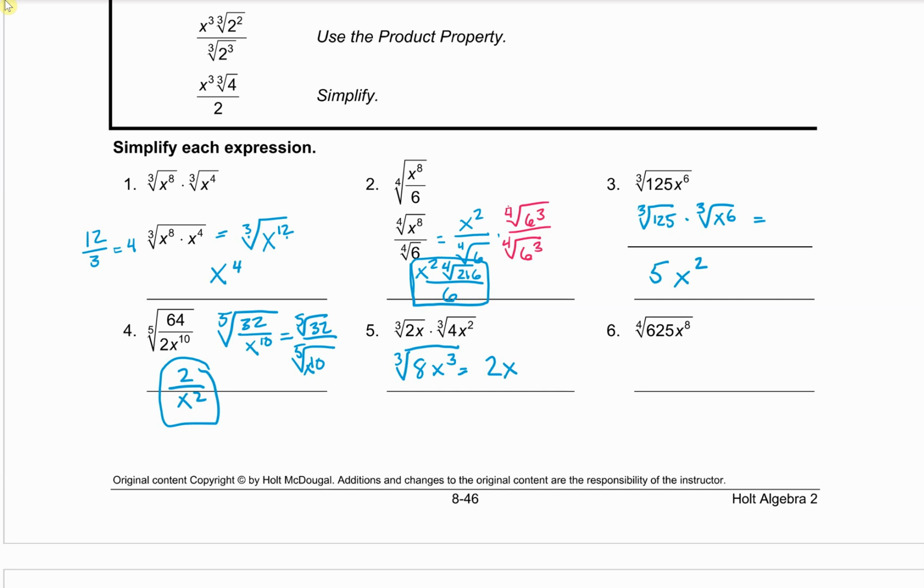4th root of 625. Yeah, I'll break it down. After you've done enough of these, you really don't even have to do this step, but I'll do this step because why not? 625 is 5 to the 4th, so this is going to be 5. 4th root of x to the 8th, 8 divided by 4 is 2, so this will be x to the 2nd.